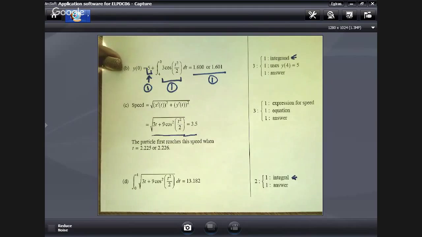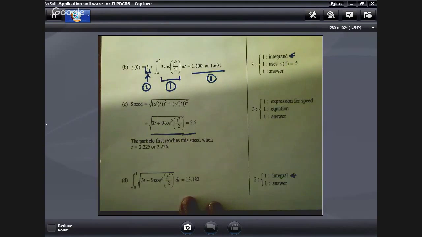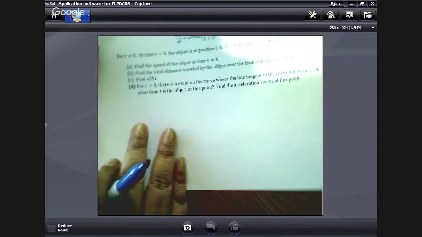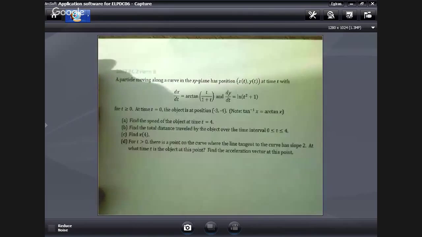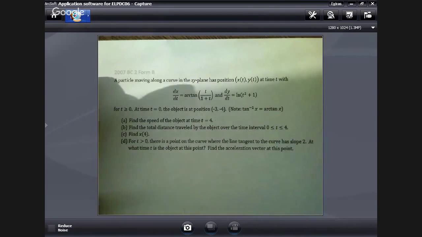So I went through that example. Let's look at another one, which is also in the packet. It's right after the one we just did. Right? This is from 2007. It's also from the Form B exam, the overseas exam. And this one was number 2. So there was also on the calculator portion of the exam.